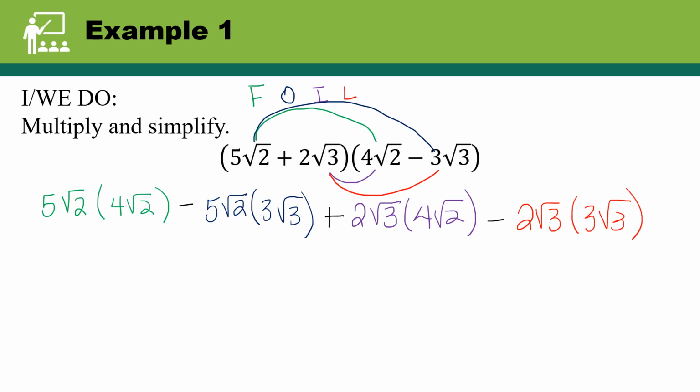Now I'm going to multiply each expression. I have 5 times 4, which gives me 20. Square root of 2 times the square root of 2. Well, the square root of 2 squared, the square root and the square cancel each other out. So that's equal to 2.